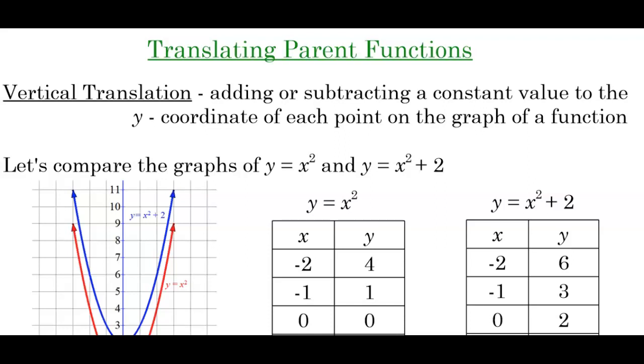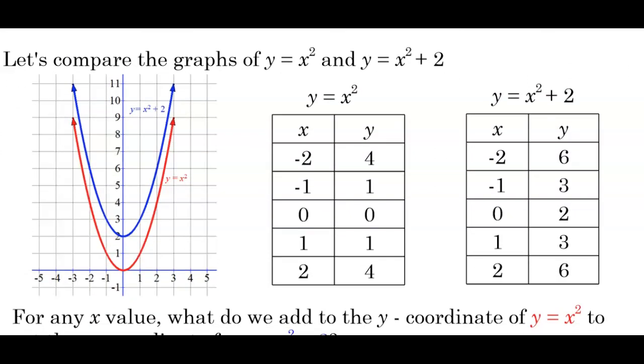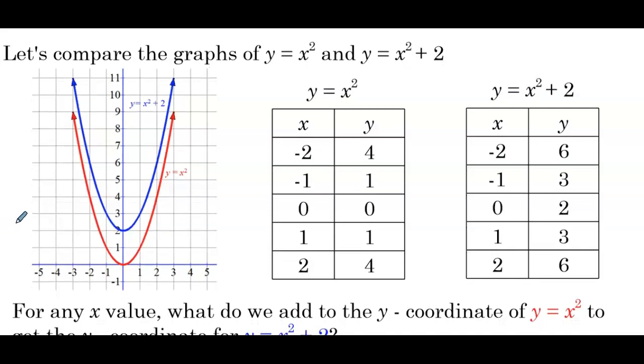Now think, if I gave you a set of points and I told you to add the same number to every y-coordinate, each point would move up on the graph. So we should expect our graph to move up, or if we subtract, move down. So let's see if that's the case, and we're going to do so by comparing y equals x squared and y equals x squared plus 2.